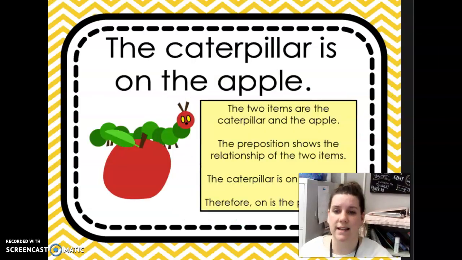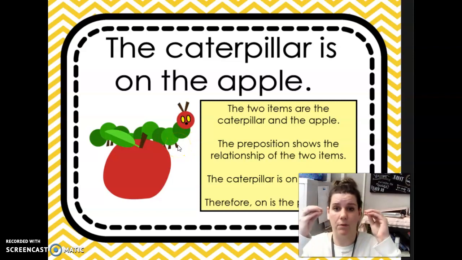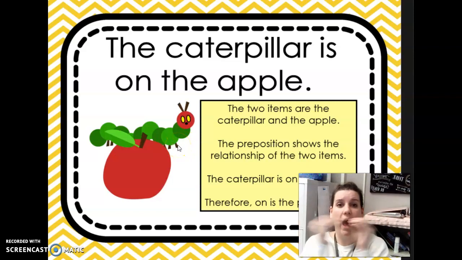So looking at this next slide, we have the caterpillar is on the apple. And you see here, this little caterpillar friend is on the apple. So the two items that we're talking about here are the caterpillar and the apple. And that preposition shows how do they relate? Well, the caterpillar is on the apple. So your preposition is the word on.